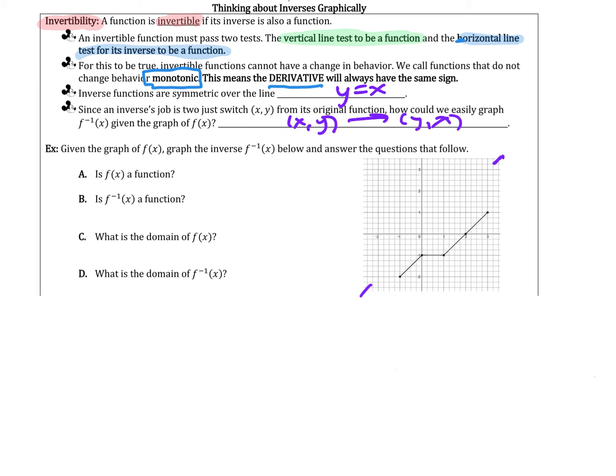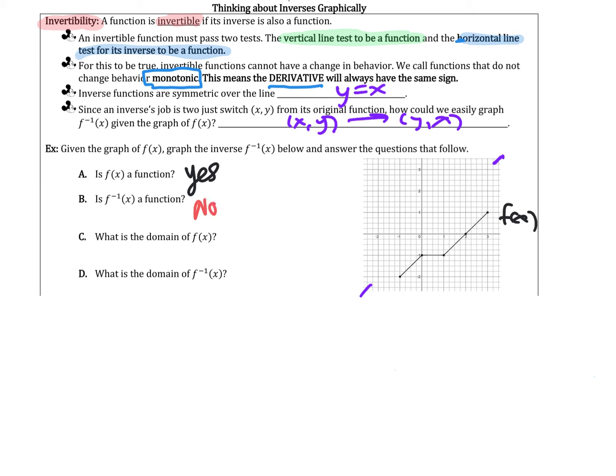So f of x is graphed down here. The first question we're asked is, is it a function? Well, it does pass the vertical line test here, so this is a function. Question B says, is the inverse a function? Well, does it pass the horizontal line test? It passes it here, but it doesn't pass it here. So the inverse is not a function.